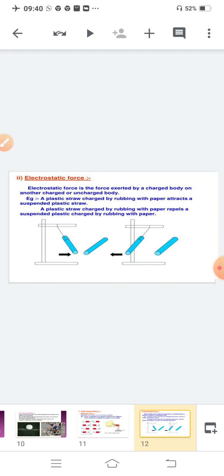A suspended plastic straw is attracted by the paper it was rubbed with. You have done this with the comb. If you rub a comb with your hair and take some small pieces of paper, that comb will attract that paper. Why? Because of electrostatic force. When you rub that comb with your hair, that comb will get charged. Is this clear? And due to that, it attracts the paper.